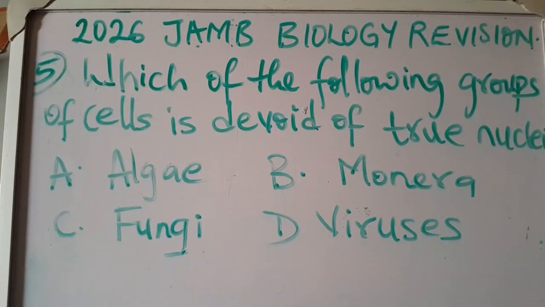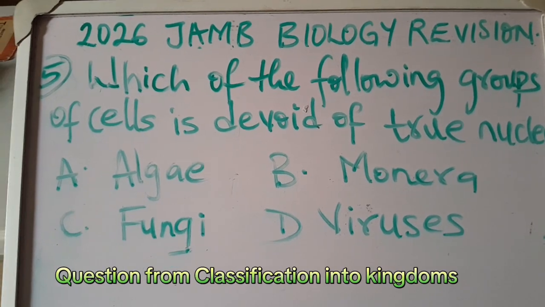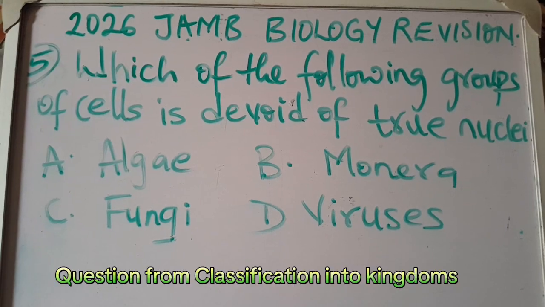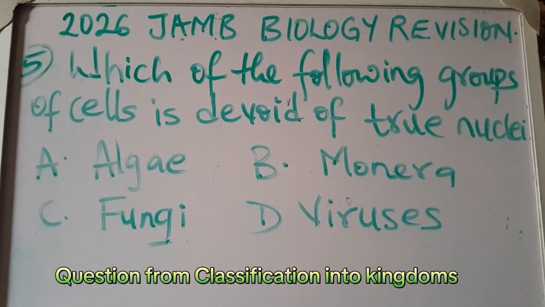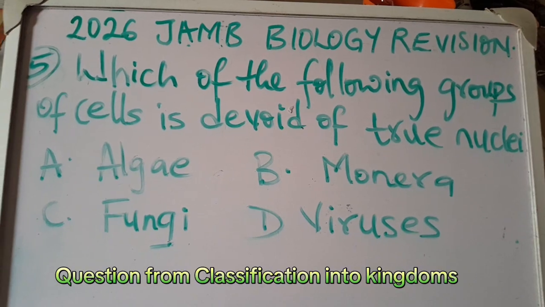Thank you. Okay, still on 2026 Biology JAMB. Question number 5 says: which of the following groups of cells is devoid of true nuclei? A, algae; B, monera; C, fungi; D, viruses.